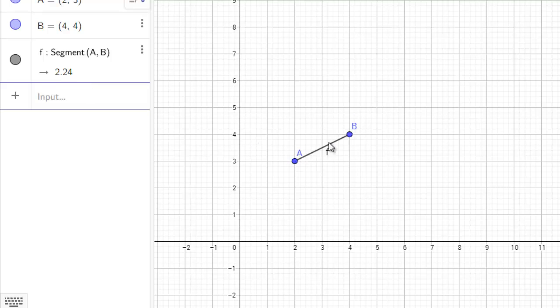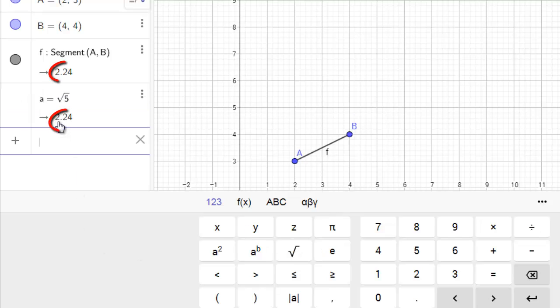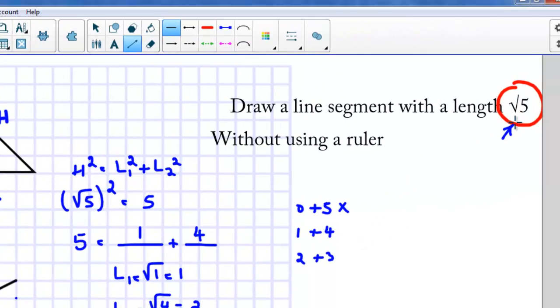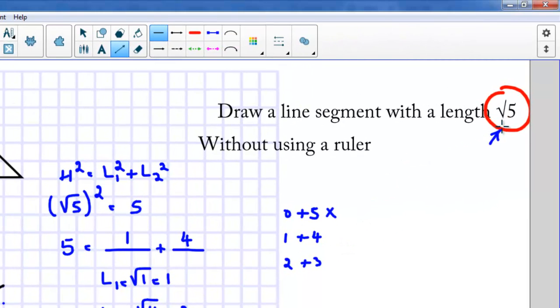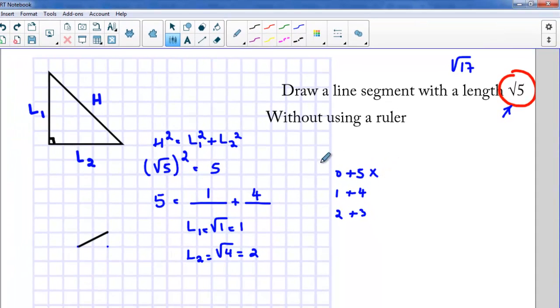This is the length of AB. In my case, I know this is the square root of 5, but I want to check if it's right or not. So I'm going to type square root of 5. It gives 2.24, and this confirms that my work is correct. If I go to any other example, instead of square root of 5, and I have a question saying draw a line with a length square root of 17, for example, I'm going to do the same thing. I'm going to say the hypotenuse squared equals leg 1 squared plus leg 2 squared. If I square the square root of 17, it gives me 17.